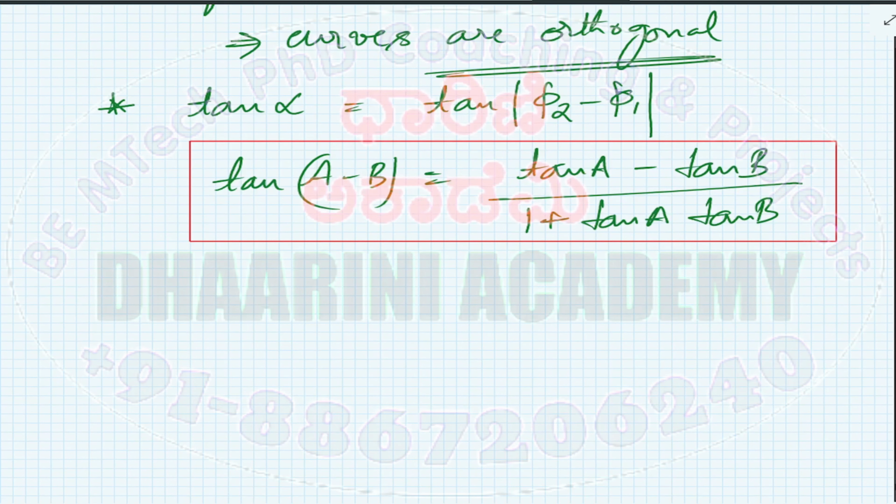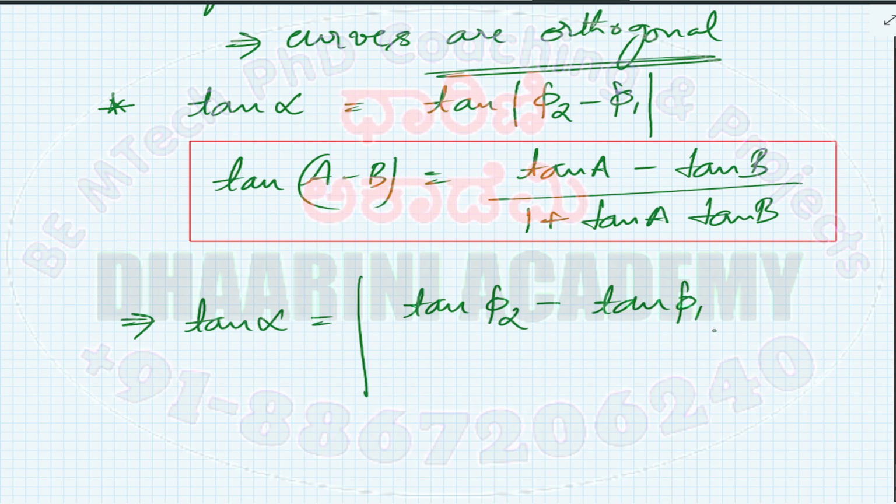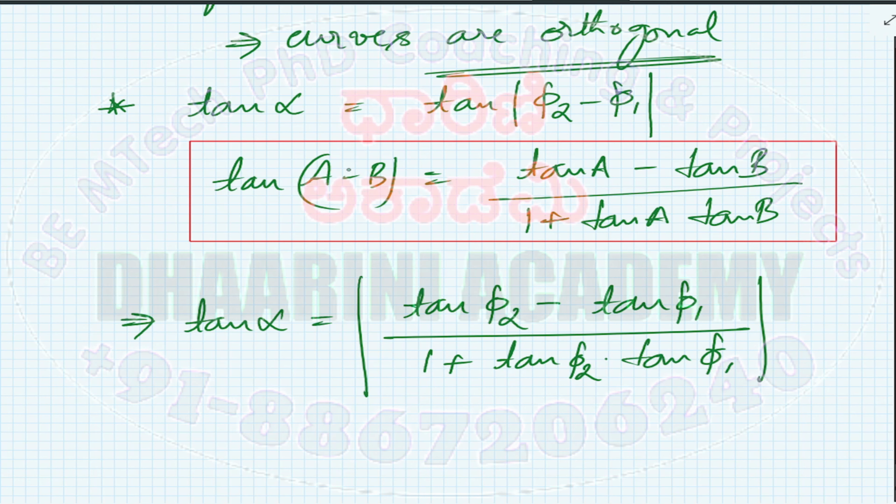When I use this, I can write tan alpha on the left side, that is nothing but the magnitude of tan phi 2, because A looks like phi 2 for me, minus tan phi 1, whole divided by 1 plus tan phi 2 into tan phi 1.